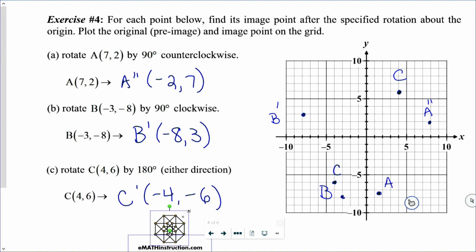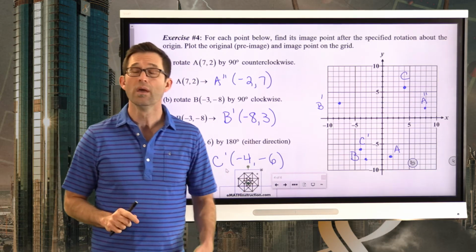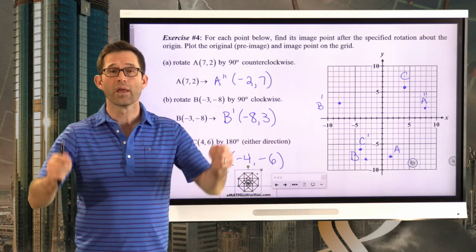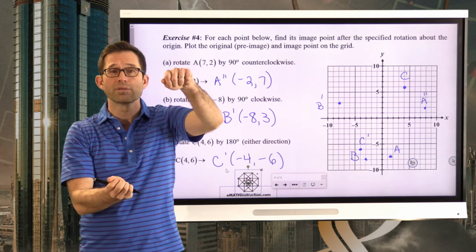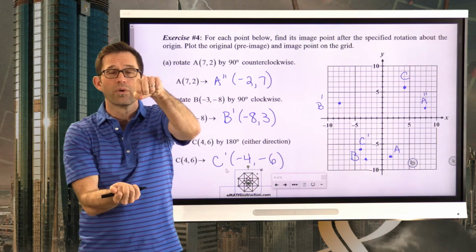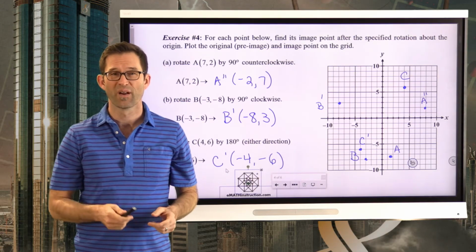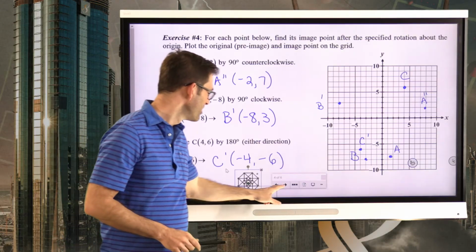Sorry if some of these points aren't exactly where they're supposed to be, since we had a little bit of an issue with the technology. But it really is pretty much that simple. If you have to rotate 180 degrees, rotate 90 degrees, and then another 90 degrees, and you will in total have rotated 180. All right, let's keep moving on a little bit.